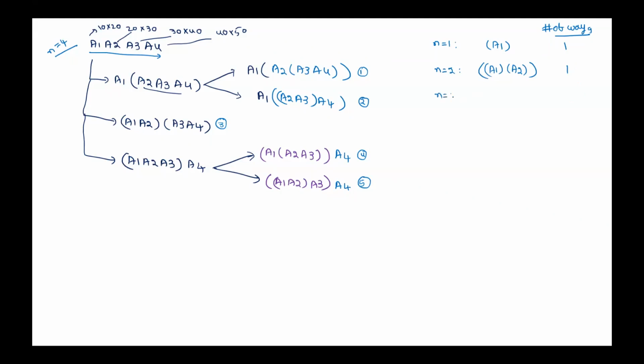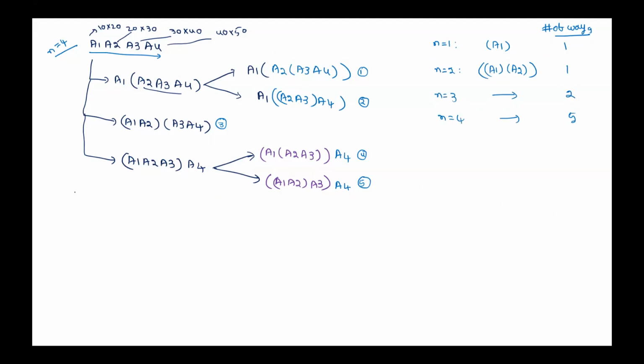N equal to 3. Okay, I am not drawing. You please tell me how many are possible? 2 ways. N equal to 4, 5 ways. Now, in general, given n, how many ways are possible?